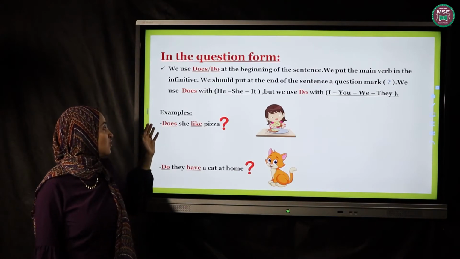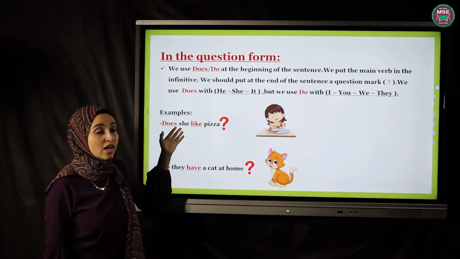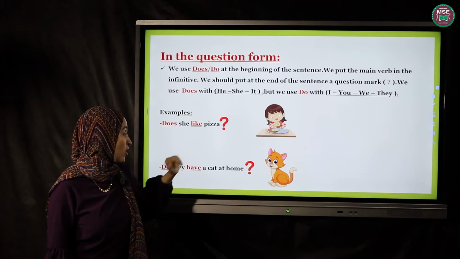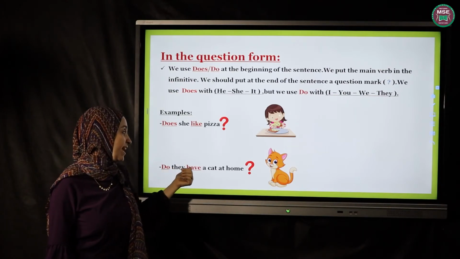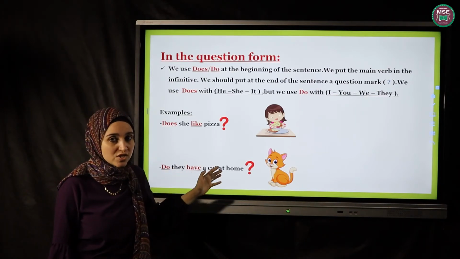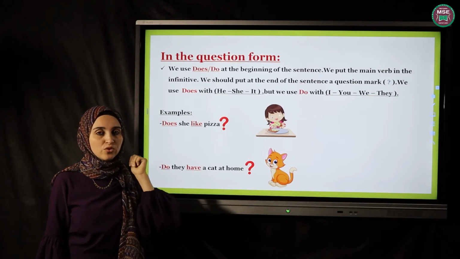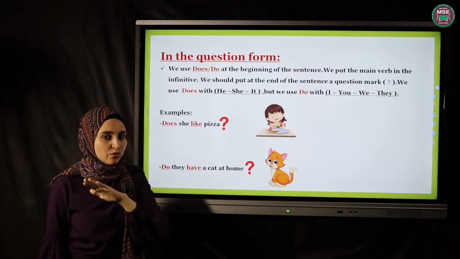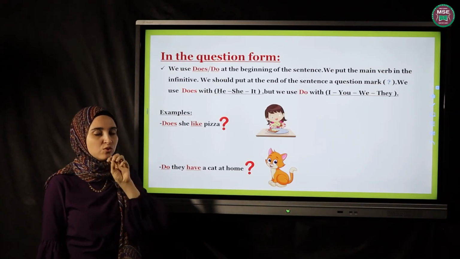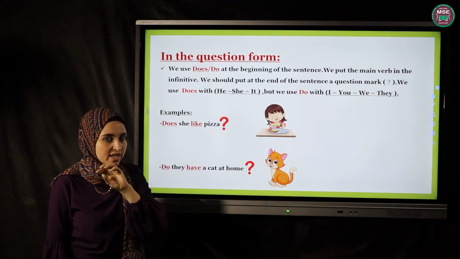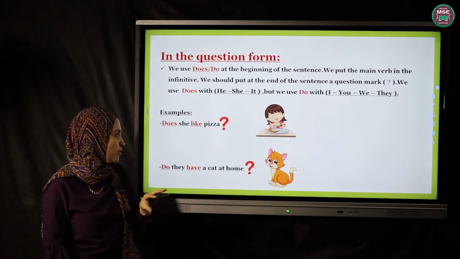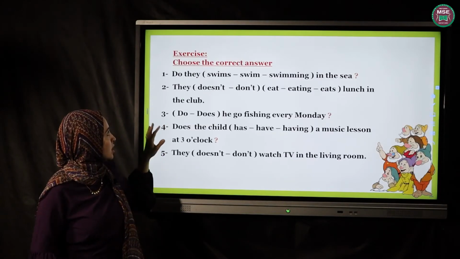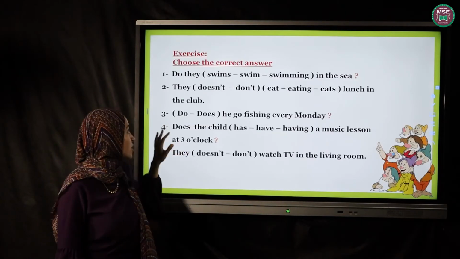Like here, does she like pizza? Question mark. Do they have a cat at home? Question mark. Remember, with do or does, we don't add anything to the verb. I put the main verb without adding s or es or ies. I just put the main verb. Let's answer an exercise together.